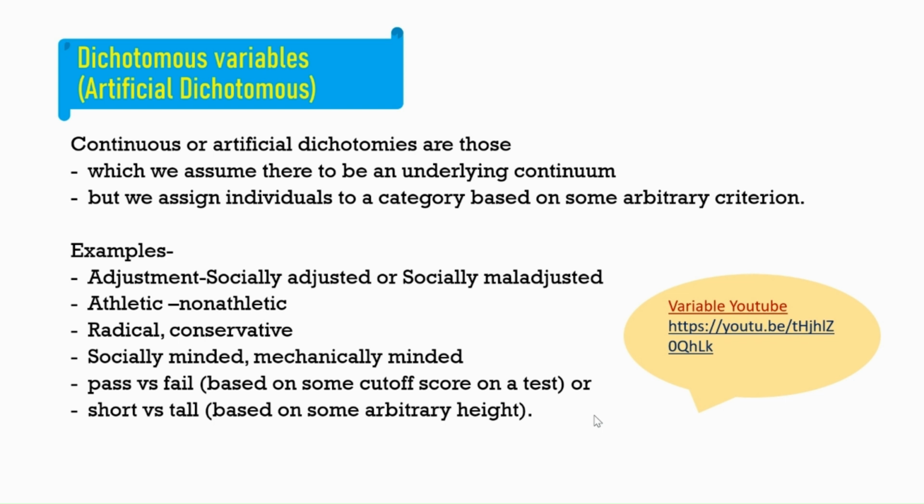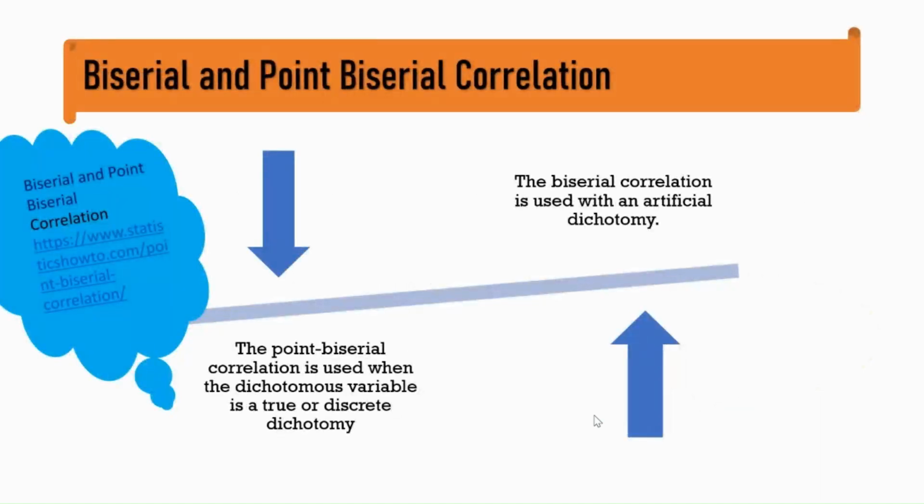Some more examples of continuum artificial dichotomies are adjustment variable, and the two categories are socially adjusted and socially maladjusted, athletic and non-athletic, radical versus conservative, socially minded versus mechanically minded, pass versus fail based on some cutoff score on the test, and short versus tall. These are the examples of the artificial dichotomous.